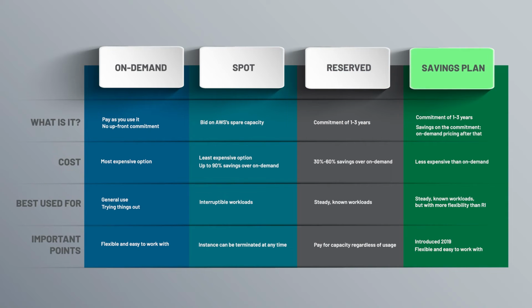The final option is called the savings plan. This is kind of meant to bring the best of all options together. Here you make the same 1 to 3 year commitment as with the reserved instances, and you get discount pricing on those. But anything beyond that, you're going to pay on-demand pricing. So overall, it'll be less than on-demand pricing, and it's good for steady, known workloads, but you get more flexibility.